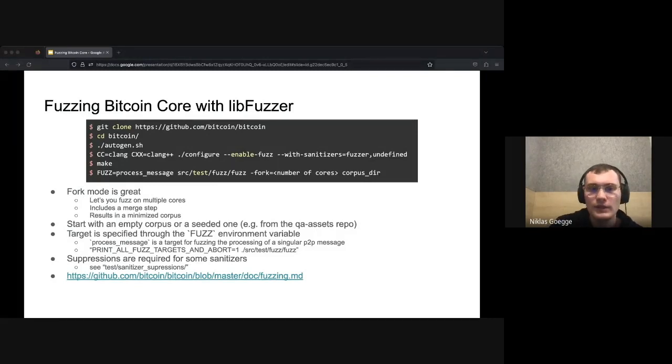If you want to list all the targets, I have this in the slides here, print all fuzz targets in the build. And that'll just give you a list of all the fuzz targets that we have.